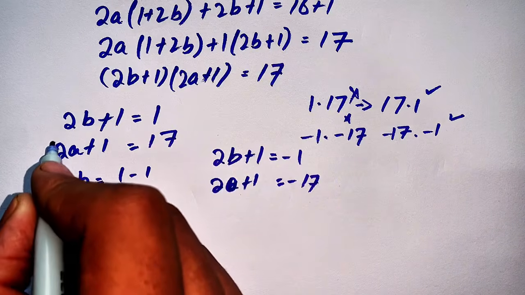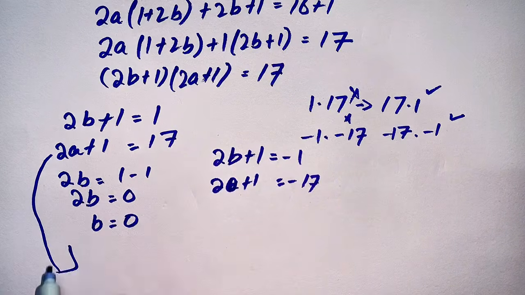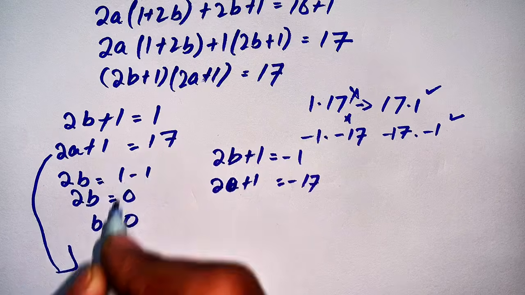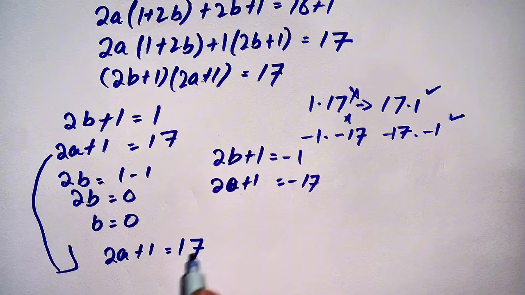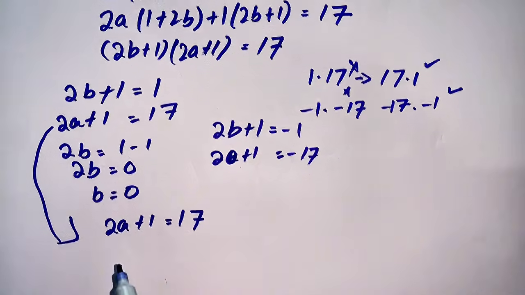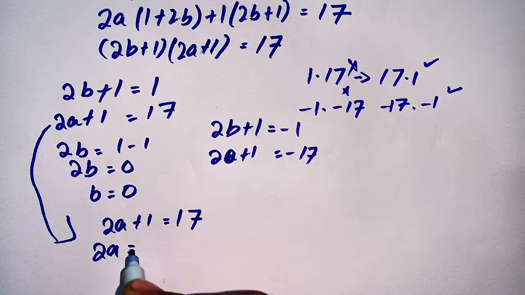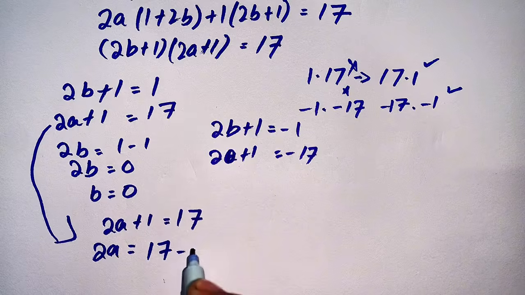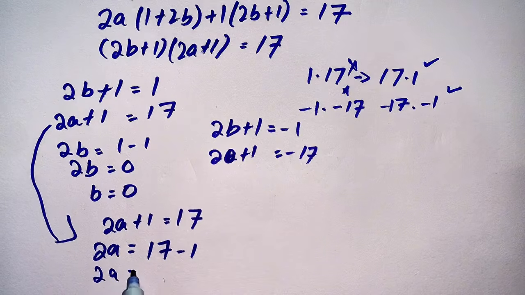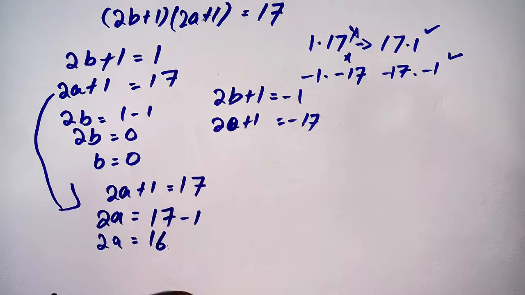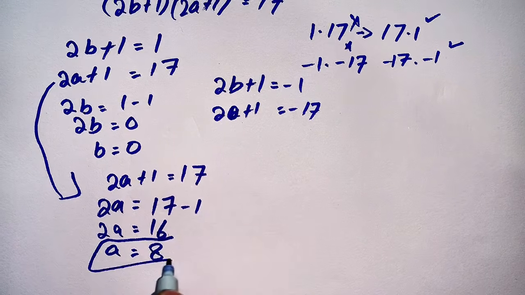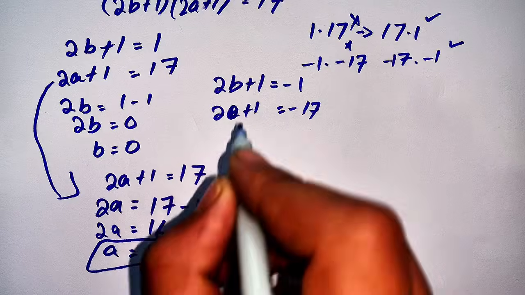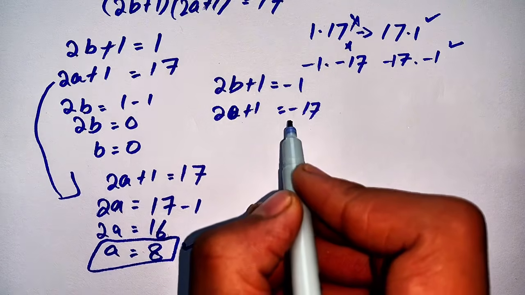And next, this will be 2a plus 1 is equal to 17. 2a is equal to 17 minus 1. 2a is equal to 16. A is equal to 8. This is our value of a. So we solve this factor.